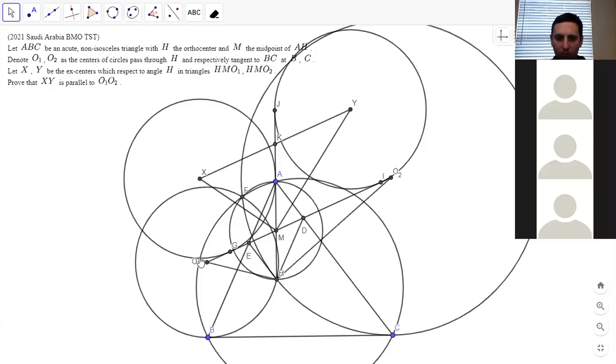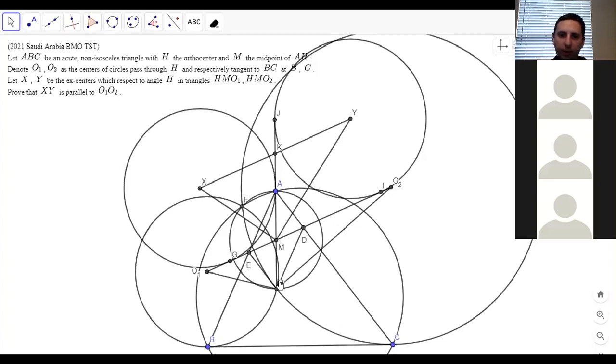I wrote my angle chase in the chat. It hasn't been fully solved, but I think I'm really close to it. Yeah, I wrote it in the chat. So in the chat, you said angle MHE is half of MHO1. Are you defining E like in this picture? Is it the intersection of O1, O2, and AB? No, I'm just defining it as the foot of the angle bisector.